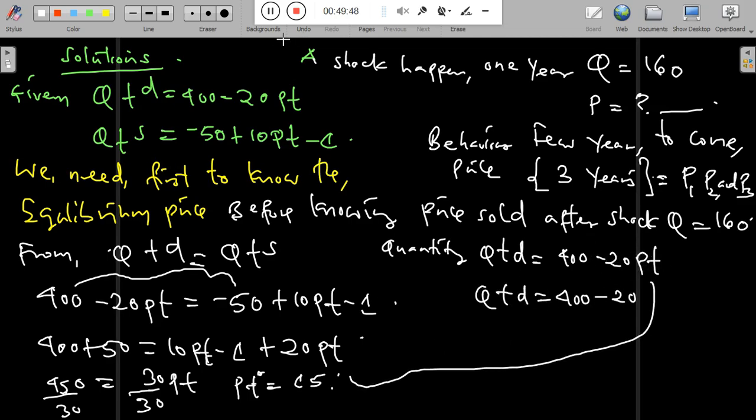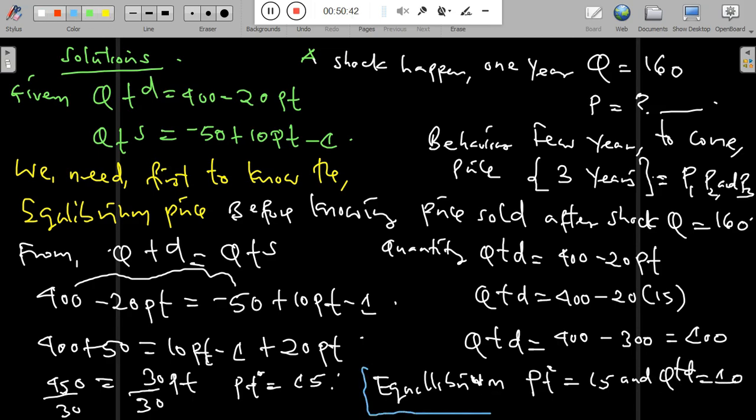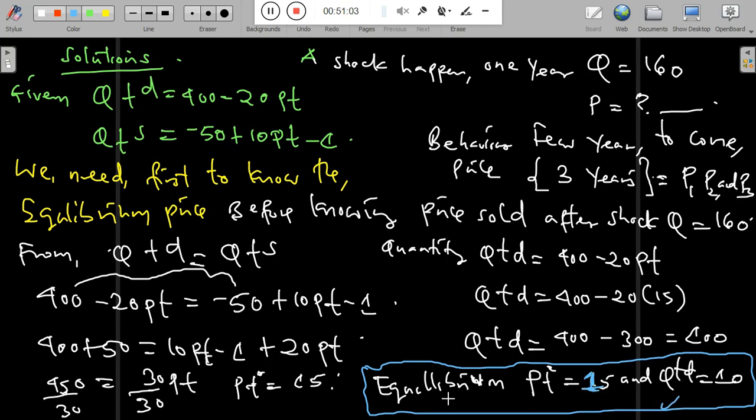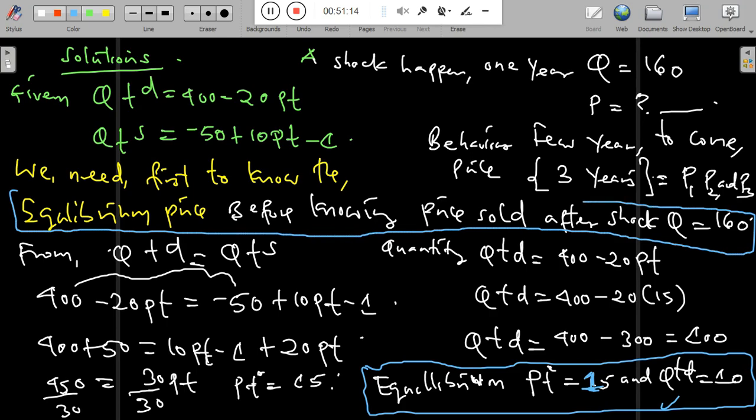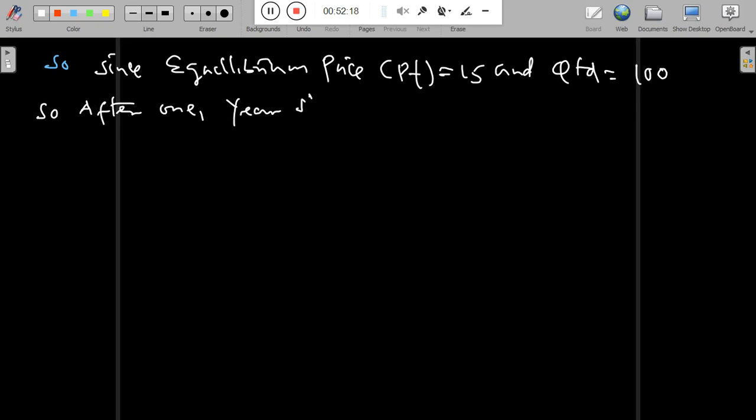In order to find the quantity, we plug into the current quantity demanded equation. We have 400 minus 20 times 15, that is minus 300. Then we plug in the equilibrium price, that is 15. So the current quantity demanded will be equal to 100, since we take 400 minus 300. Now we have solved for the equilibrium price, that is 15, and the equilibrium quantity, that is 100.